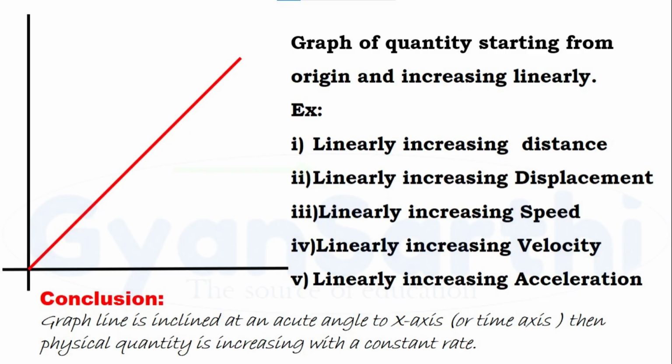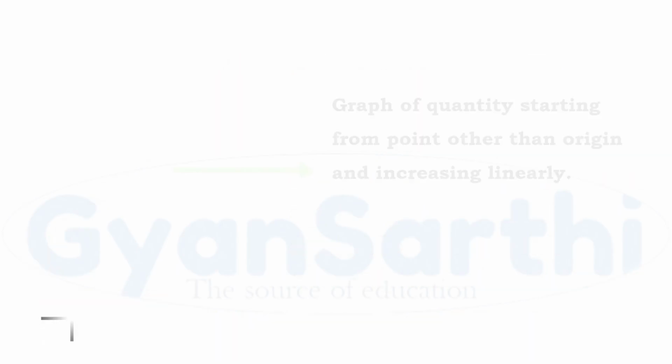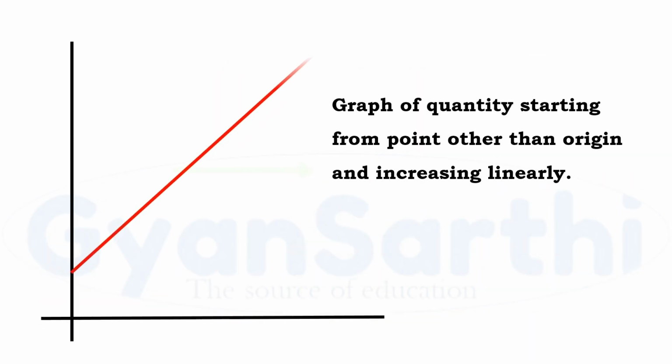If we look into graph of object moving with increasing speed or velocity or even acceleration at constant rate, we end up with these kind of graph. Thus here, we can conclude that linearly increasing graph makes an acute angle with time axis. If there is some initial value of physical quantity, then graph in those cases are like shown here.